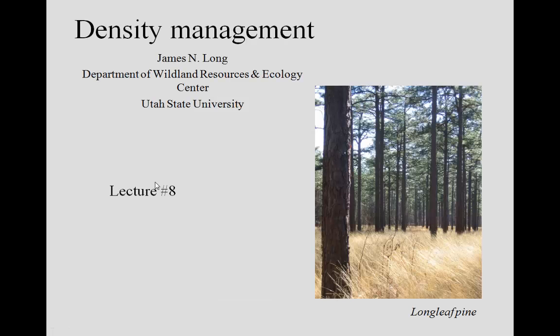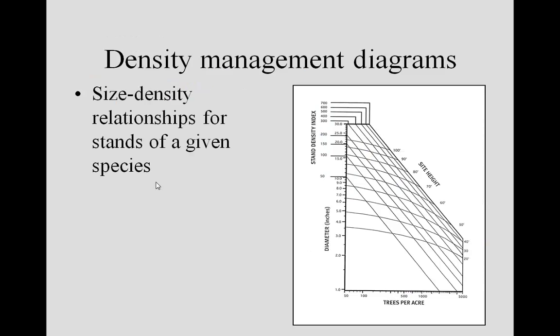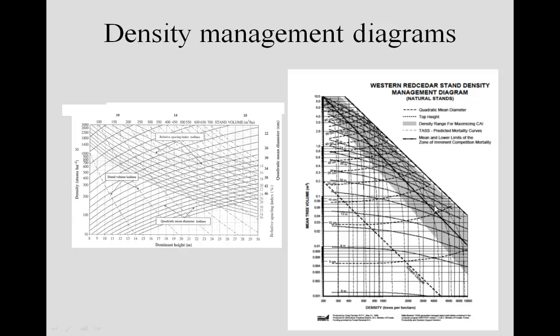This is the eighth and final lecture in our density management series, and we are going to discuss density management diagrams. Now, as you're familiar with this diagram, we've used this just for graphical illustration for size density relationship for stands of a given species. So this one is for lodgepole pine. And you can see the max SDI here. This boundary line is, in fact, the max SDI for lodgepole pine.